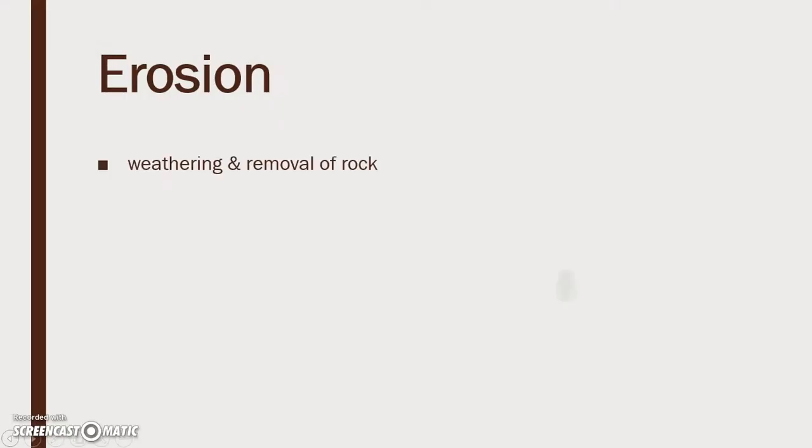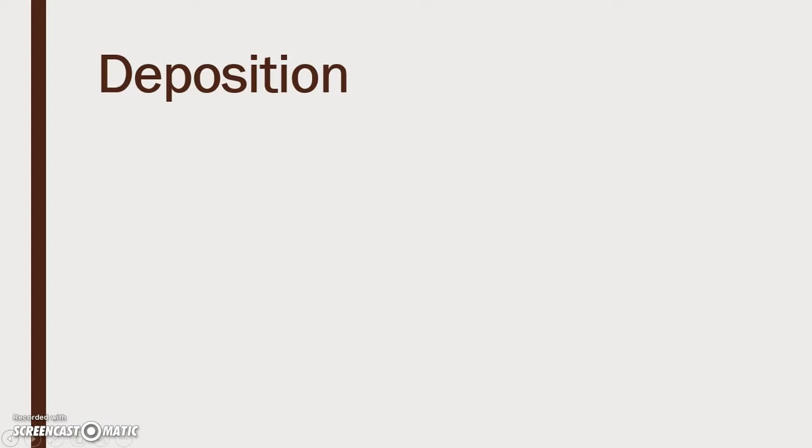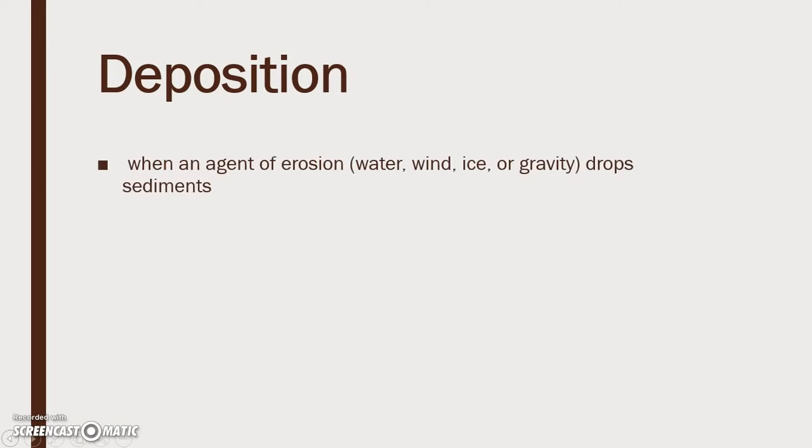Erosion is the weathering and the removal of rock. So it's picking up pieces and moving them to a different location. And deposition is when you have an agent of erosion, such as water, wind, ice, or gravity, that drops those sediment out, so they are being deposited into a new location.